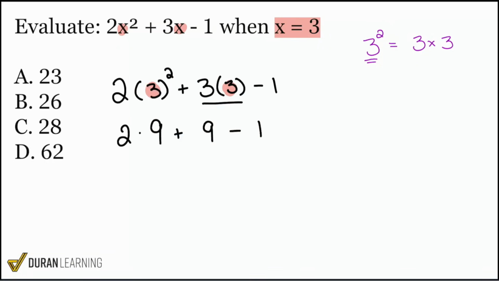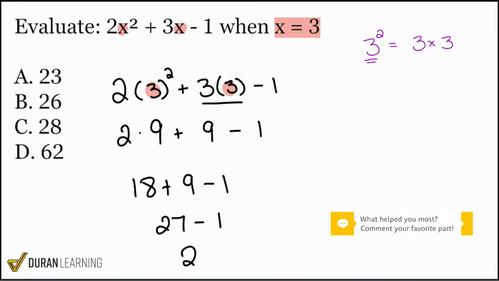Next up, we'll continue on, again, just one step at a time with the order of operations. So we're going to do now 2 times 9, which is 18. And so we have 18 plus 9 minus 1, which is 27, minus 1, which is 26. And so, my party people, the correct answer here is answer choice B, 26.